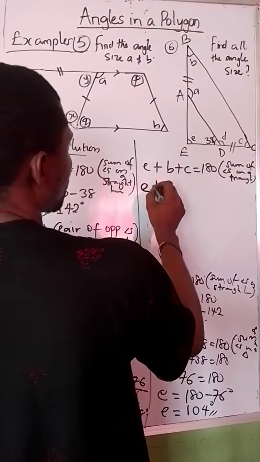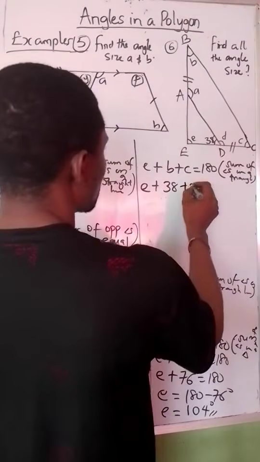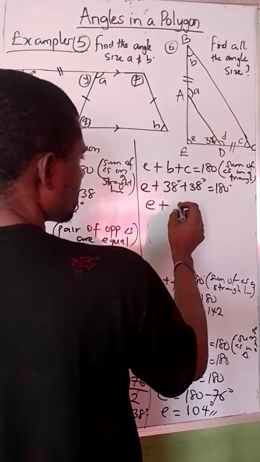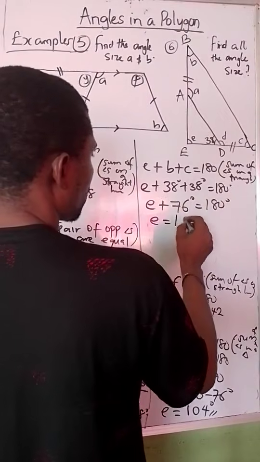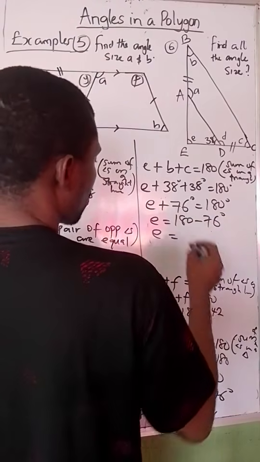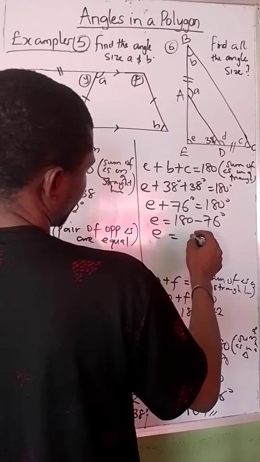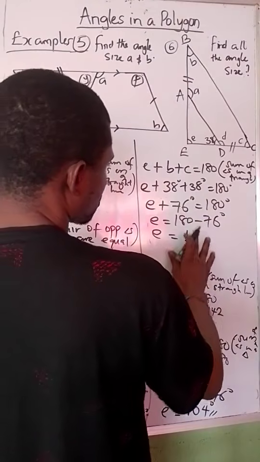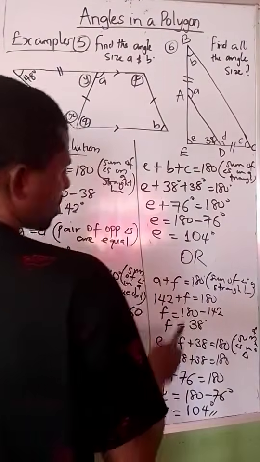So what is our E? E plus B, which is 38 degrees, and C is also 38 degrees, because of 180 degrees. So that's 76 degrees. So our E equals 180 minus 76 degrees. So our E equals 104 degrees.